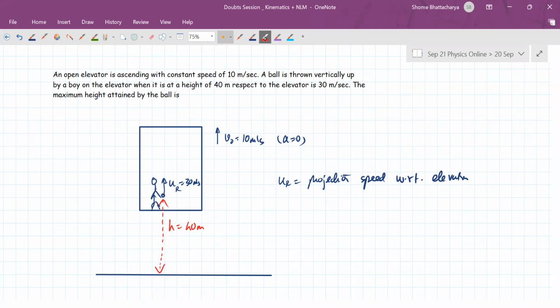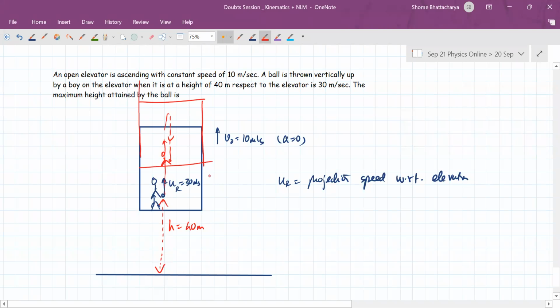Okay, so as the ball goes up and comes down, the elevator itself will have vertical motion during that time. So we have to find this maximum height it reaches from the ground. So let's say this is t equal to 0.